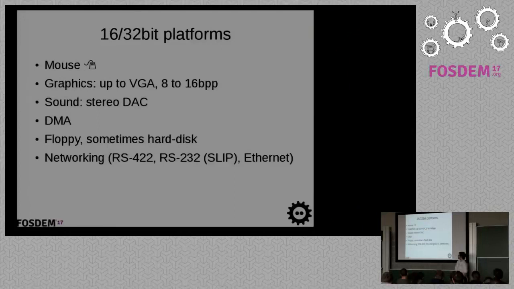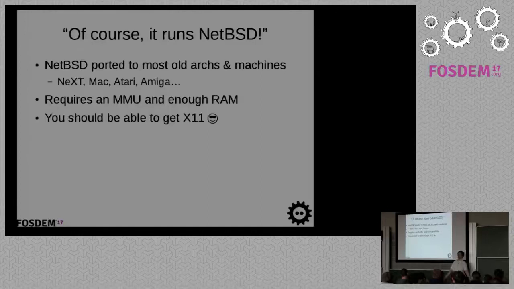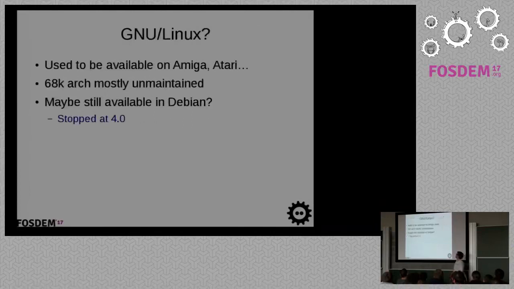Yeah, so those platforms were a bit better. Most had a mouse and graphics up to VGA or something, sometimes 256 colors, sometimes better. Most had sound, and usually floppy drives. And lucky people had a hard drive, and it was getting better for networking. Ethernet wasn't really a standard at the time. Of course, they run NetBSD, sorry, because NetBSD has been ported to most architectures, even toasters, I've heard. So yeah, you need an MMU, of course, and enough RAM, but you might be able to get an X server to run. GNU Linux used to support those machines long ago.